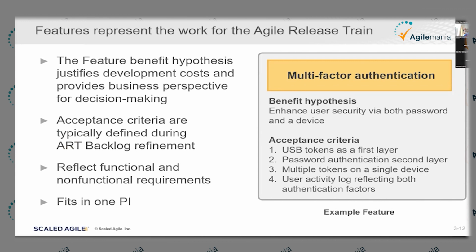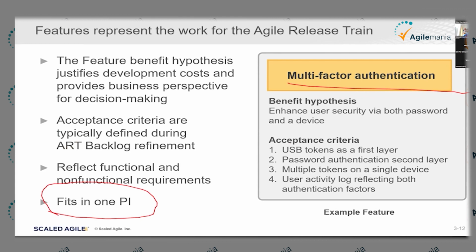But the thumb rule is features should fit in one PI. We don't want to write very big features which might spill over from one PI to another PI. And it has 3 parts: a high-level title, the benefit hypothesis, that is, how the user is going to benefit from this feature when we implement it, and the acceptance criteria. Acceptance criteria are more from the testing aspect.